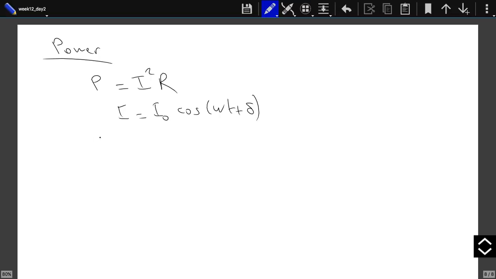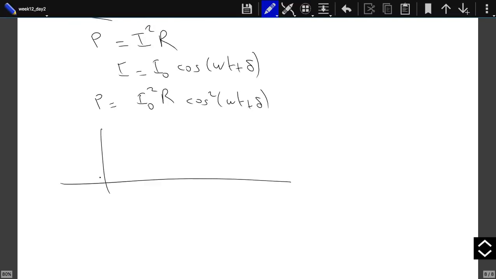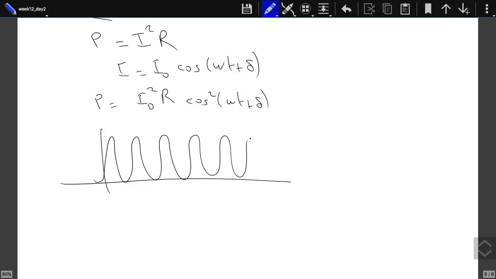So the power dissipated by the resistor will be I0 squared R times cosine squared of omega t plus delta. So this power will just behave like this. It will go to some maximum value, zero, maximum value, zero, maximum value, etc. Now, of course, in city electricity, this oscillation happens 50 times a second.